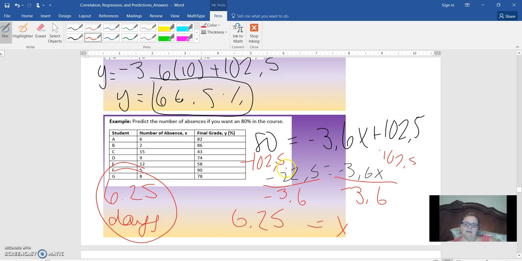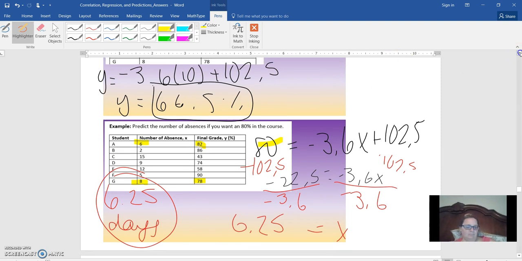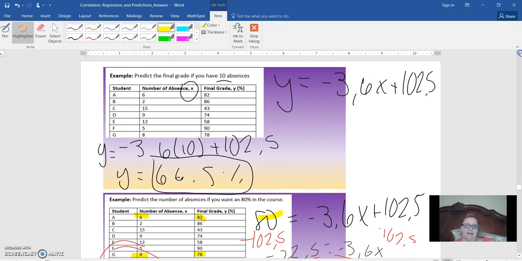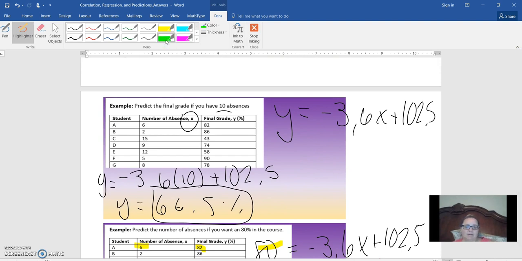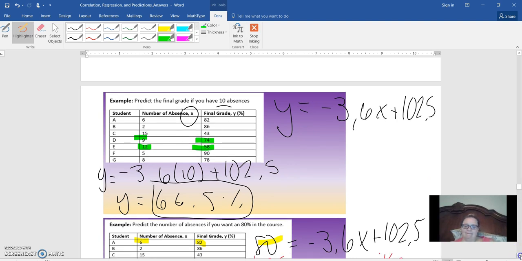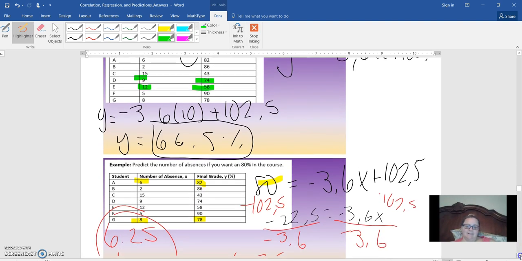All right, and this line is the line of best fit. It's the best estimate that we have for the data, and so it's not necessarily totally accurate, but look, it makes sense, right? So 80% is between these two numbers, so our answer should be between 6 and 8.25. This guy, we want 10 absences, and 10 absences falls between 9 and 12, so our answer should be between 58 and 74, and it is. So it makes logical sense.